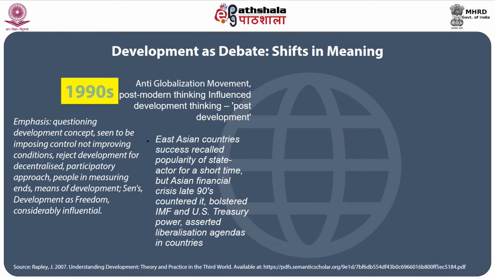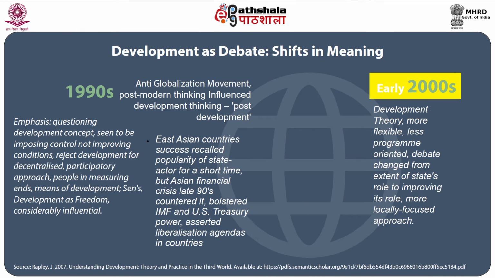Amartya Sen's development as freedom took a major emphasis during this period. Success in East Asian countries recalled the popularity of the state as actor for a short time, but the Asian financial crisis in the late 90s contradicted that. While it bolstered the power of many international bodies, it enabled them to assert liberalization agendas in these countries.